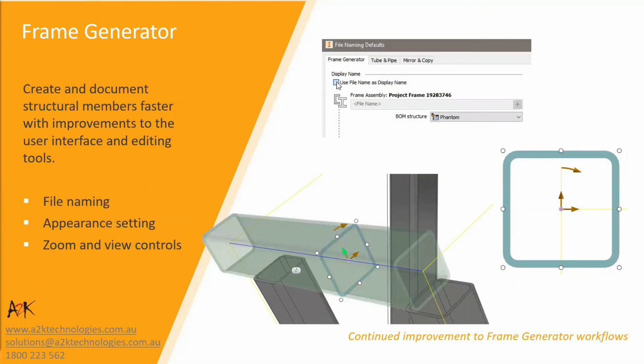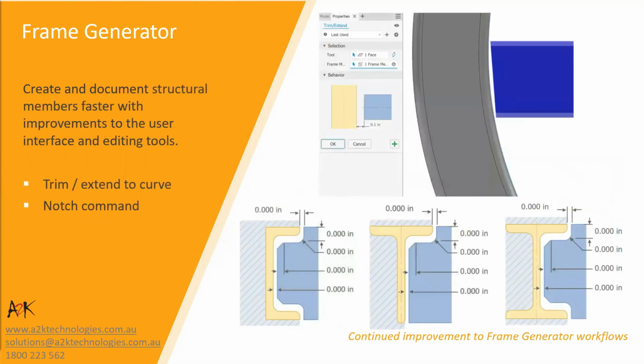So then we have selecting a member. Normally it required you to select the original when you were selecting a member to reuse. Now you don't have to do that. You can just select a reused member to select the source file. Trim and Extend now supports selecting a curved face. And the notch command includes additional profiles. As I mentioned before, we have a C section, an I section, a T section for cross sections.